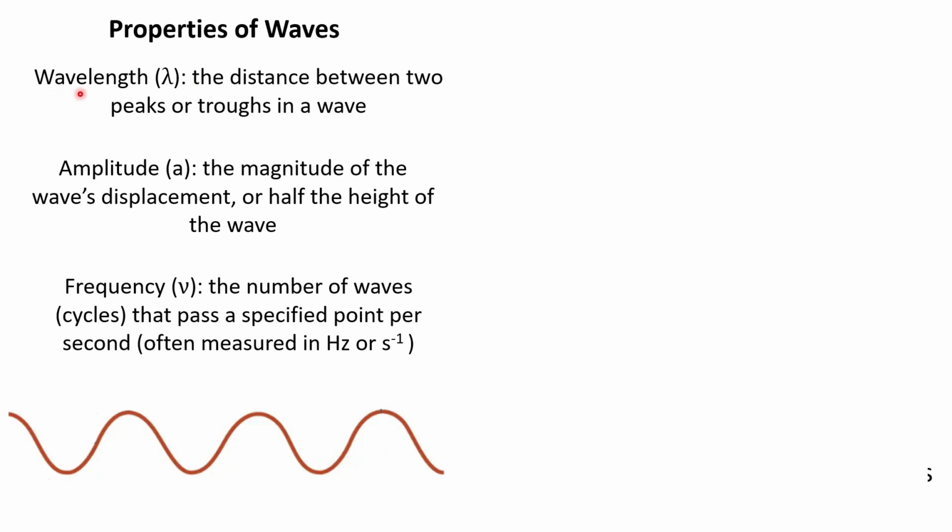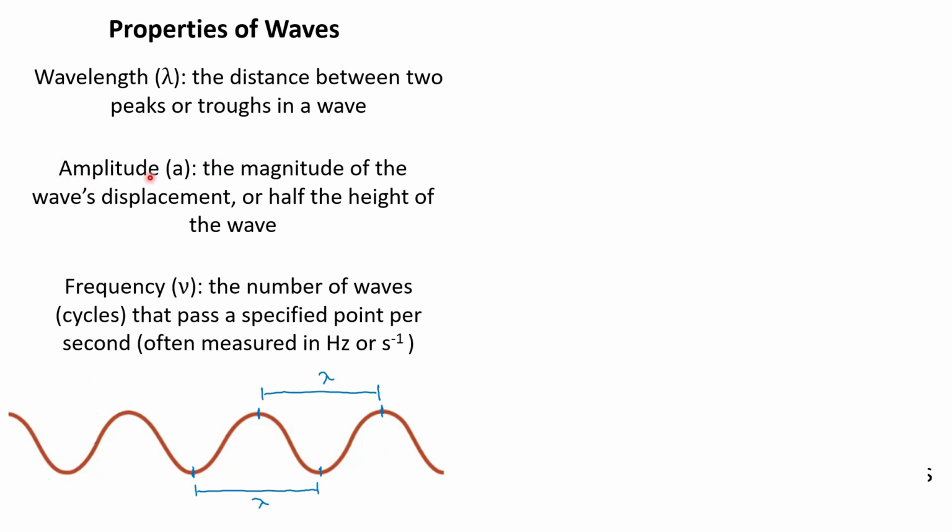So waves have a wavelength. Now, this is the distance between two peaks or two troughs in a wave. So looking at my sample wave down at the bottom of the page, I could measure from one peak here to one peak here, and this distance would be the wavelength. I could also, of course, measure from a trough to a trough, and that would give me the same distance, which is the wavelength again.